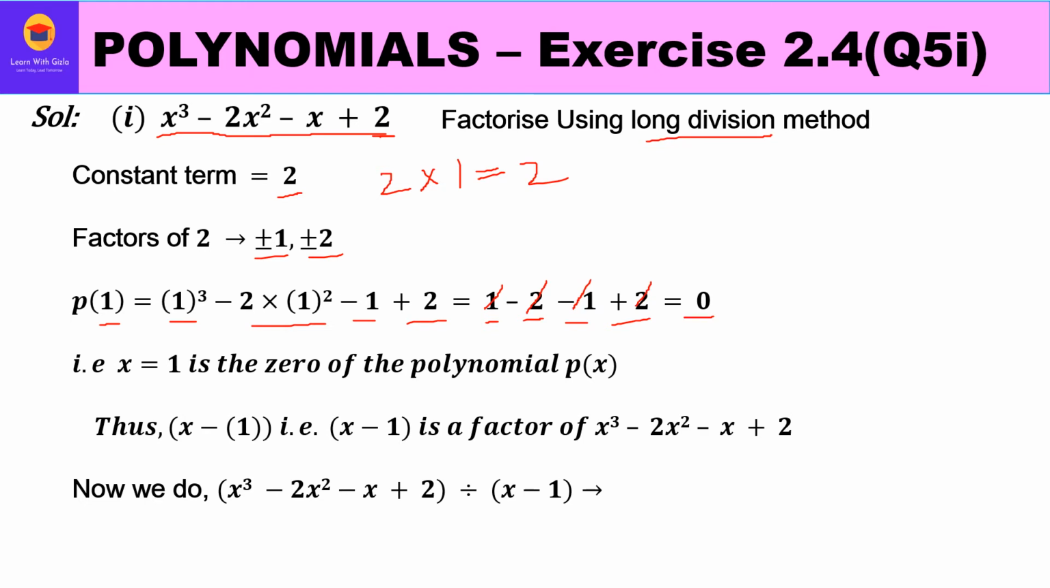So we are getting the value of the polynomial as 0 when x is equal to 1. So when x is equal to 1, the value of the polynomial is 0. So we can say it is the zero of the polynomial p(x). So our factor will be x minus a, where a is 1. So x minus 1 is the factor of the given polynomial. Right. Now this one factor we have calculated. Now we shall divide the given polynomial by this factor.